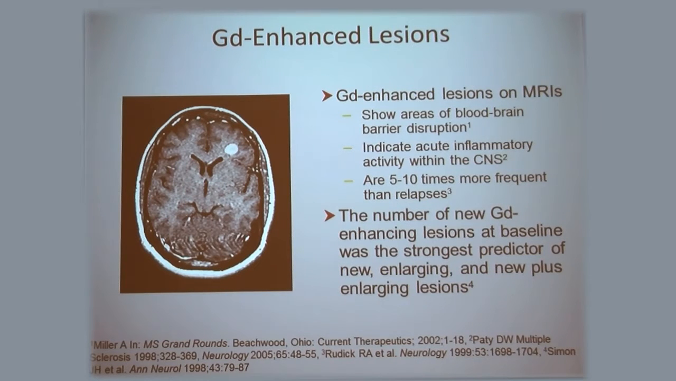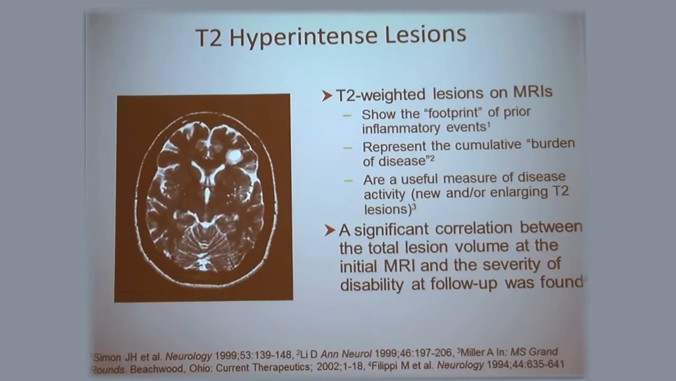And so, as it says here on the slide, the number of new gadolinium-enhancing lesions is a very strong predictor of future disease activity. So if somebody shows up with a new diagnosis of MS or even with an exacerbation, and you see a lot of T2 lesions, a lot of gadolinium-enhancing lesions, you really want to think hard about taking strong action, because it means there's a lot of disease activity going on. These are T2-weighted lesions.